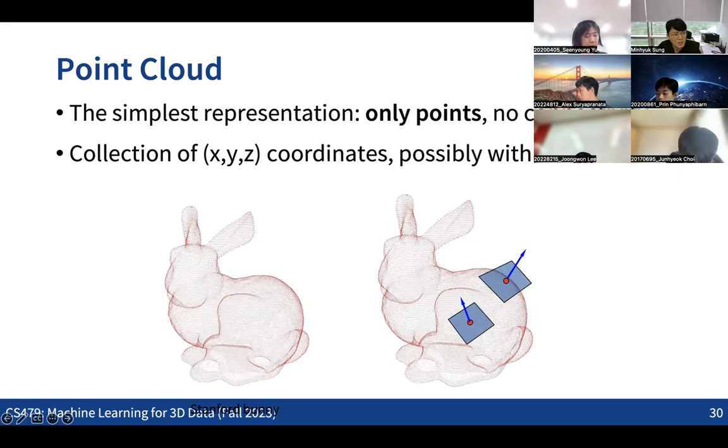For example, we can have color information, or we can have surface normal information. What the surface normal means is that if we approximate each local region of the 3D surface with a flat 3D plane, the plane normal becomes the surface normal. So this is kind of the first derivative information of the geometry.